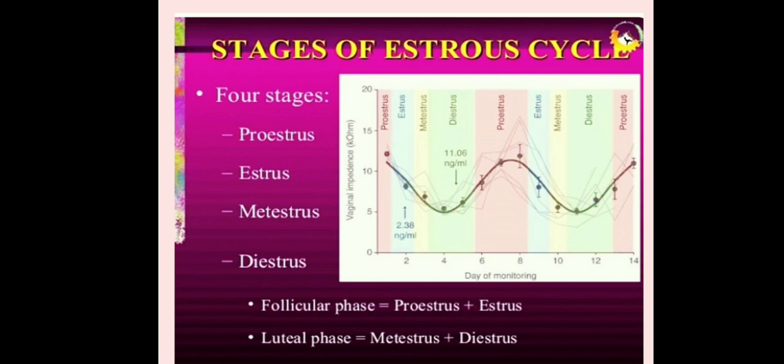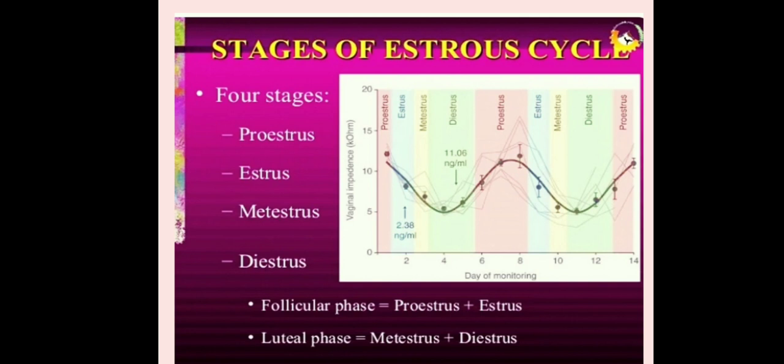Let's talk about the second stage, which is known as the estrus stage. This stage is also known as the period of heat. In this phase, the female is sexually receptive. Ovulation occurs in this phase. The female gets attracted to males and is ready for mating. In this stage, the thing to remember is that this phase is also known as the stage of heat.